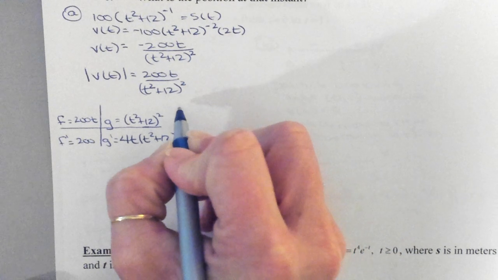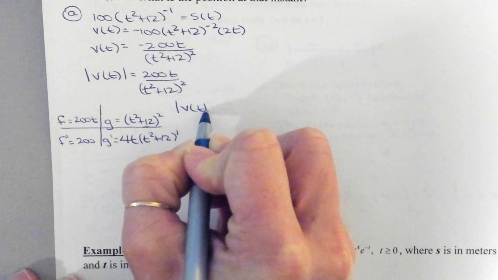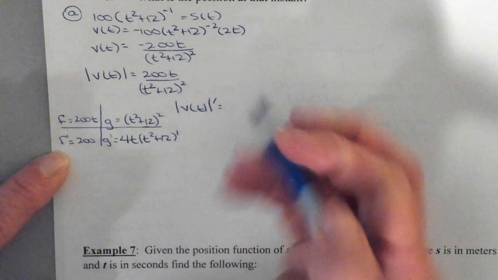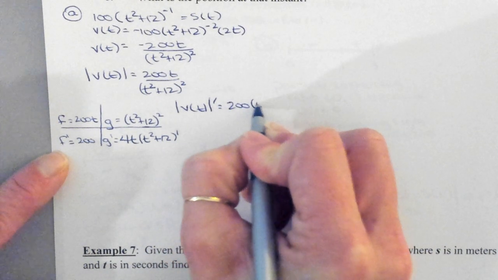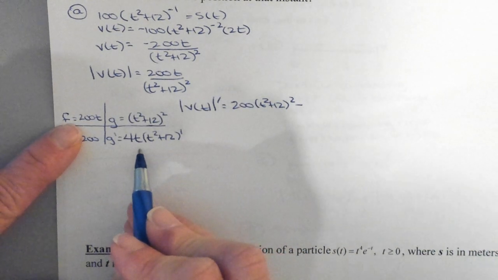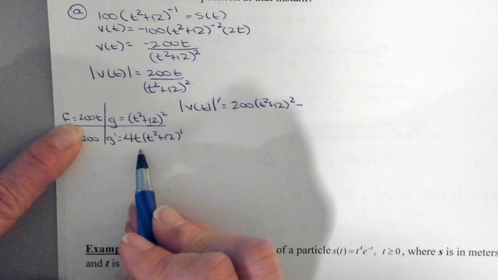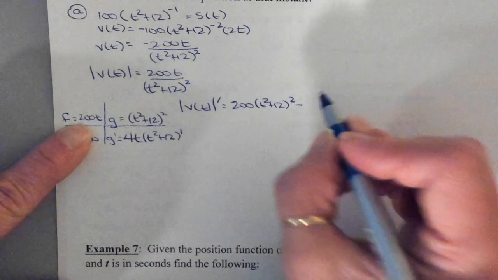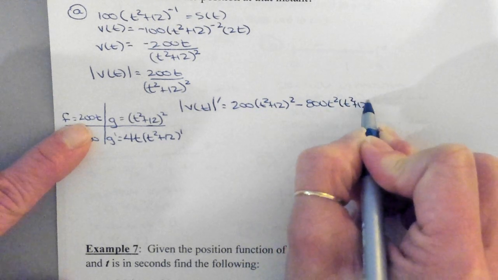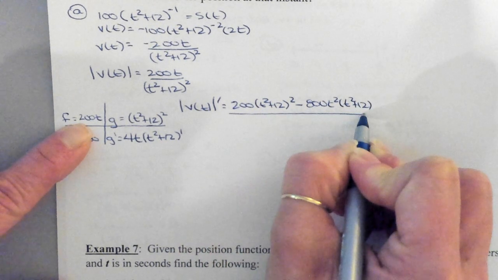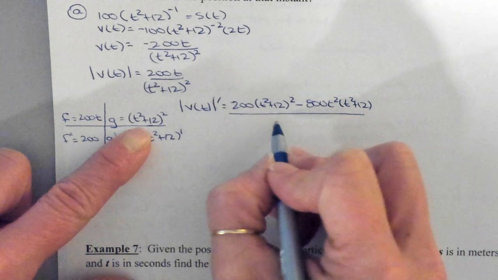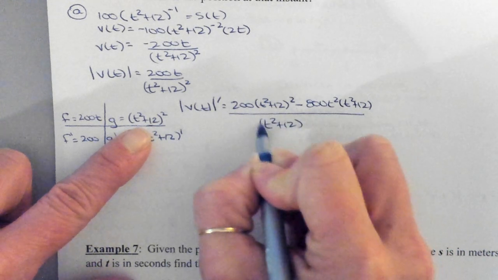So we've got the absolute value of v of t prime. We've got f prime times g. So this is 200 times t squared plus 12 squared, minus f g prime. What is that? 800t squared times t squared plus 12 to the first power, and this is all over this squared. So this is going to be t squared plus 12 to the fourth power.